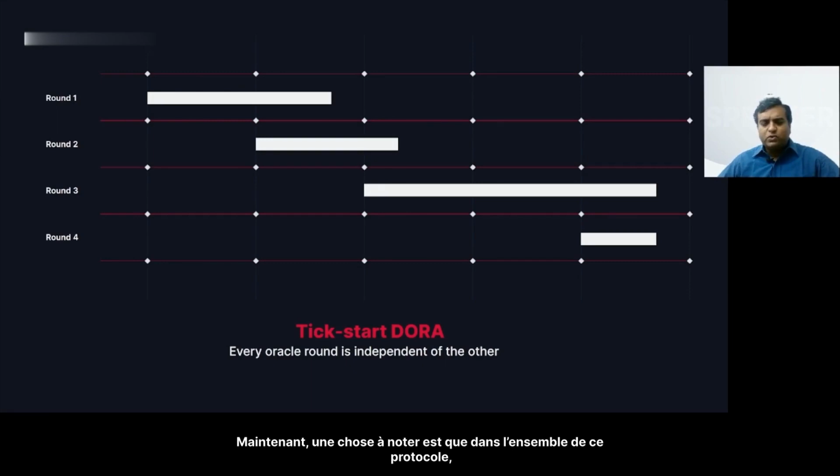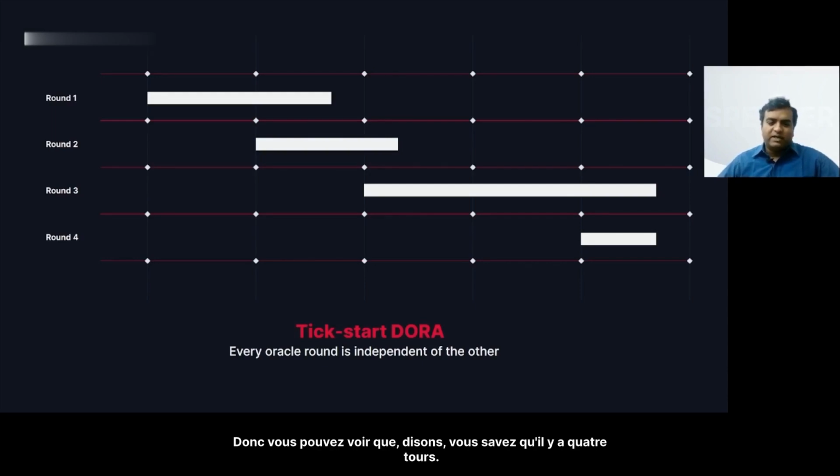Now, one thing to note is that in this entire protocol, one round of aggregation and posting to SMR does not depend on any previous round. That means you can start one round without waiting to finish another round. So what we propose here is a tick-start DORA. A tick could be, let's say, every few seconds, and at every tick, all the nodes are going to start yet another round of Oracle agreement.